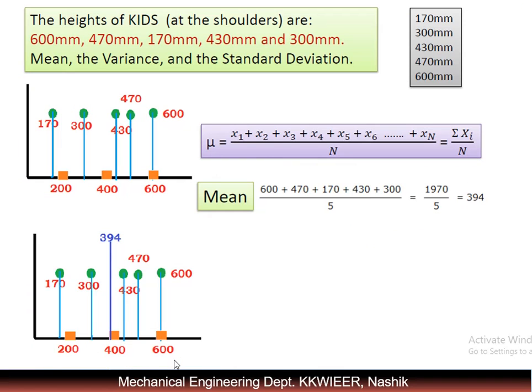Let's take another example, the height of kids at a shoulder. Suppose the heights are 600 mm, 470 mm, 170 mm, 430 mm and 300 mm. So how do we calculate the mean, the variance and the standard deviation? The mean is the summation of all the observations, as we have discussed, divided by the total number of observations. Here there are 5 observations. The total of all the observations is 1970, divided by 5, it is 394.